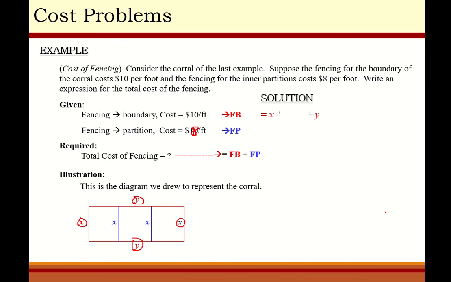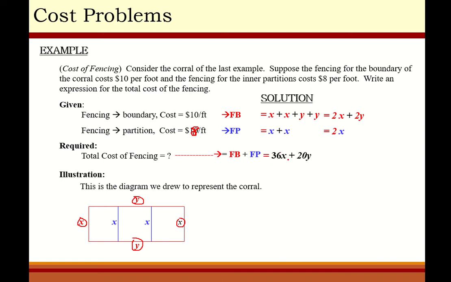So for our solution, for the boundary, you have to consider x, we have another x here, then plus y, another y here. So for the fencing boundary we have x plus y plus x plus y, or equal to 2x plus 2y. And for the fencing partition FP, we have these two, x and x, so that is just x plus x, or equivalent to 2x. Now, for the sum, the total cost of fencing, FB plus FP.